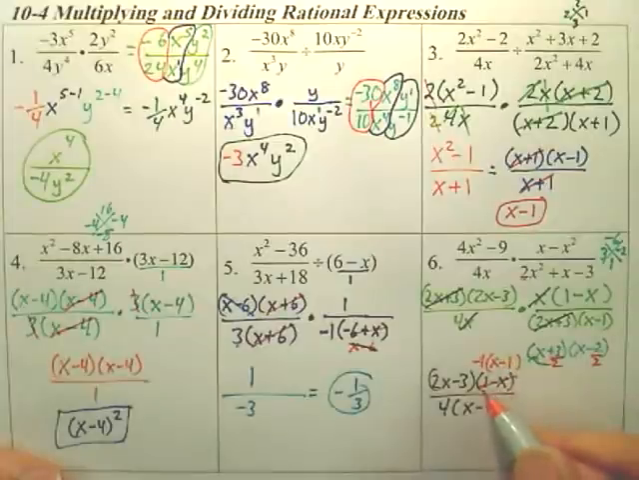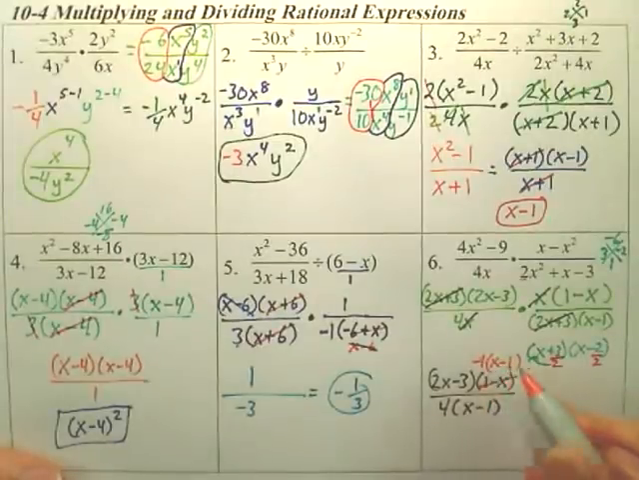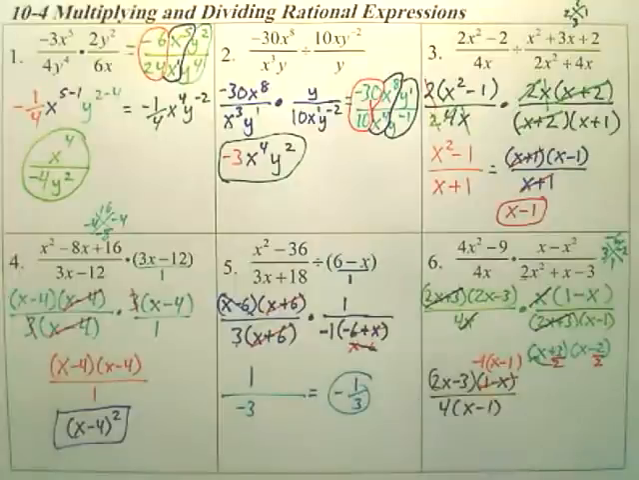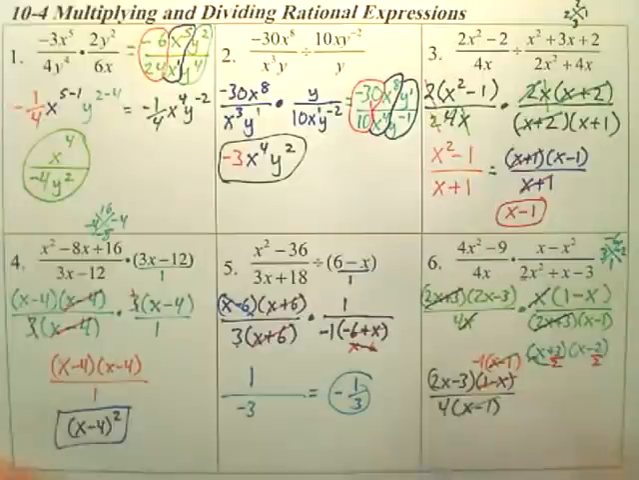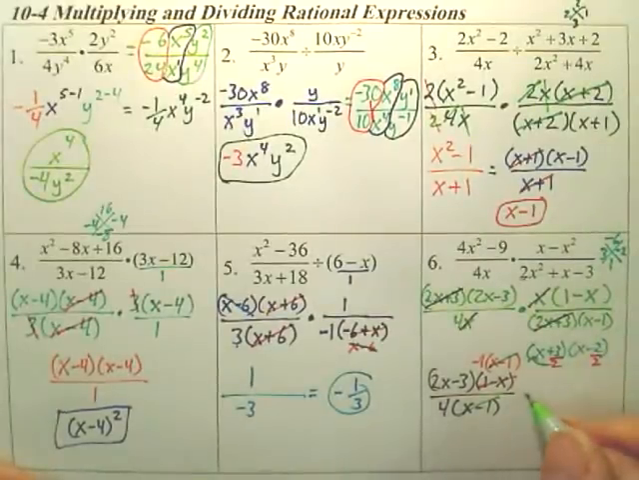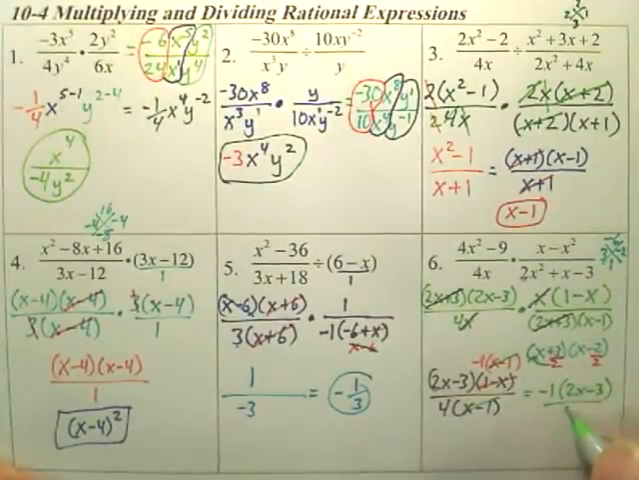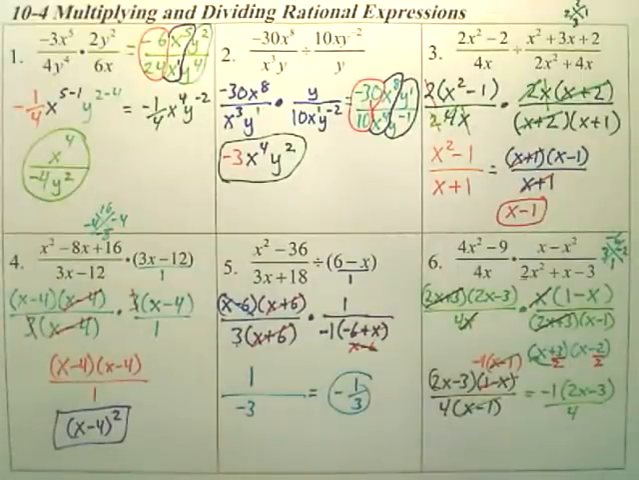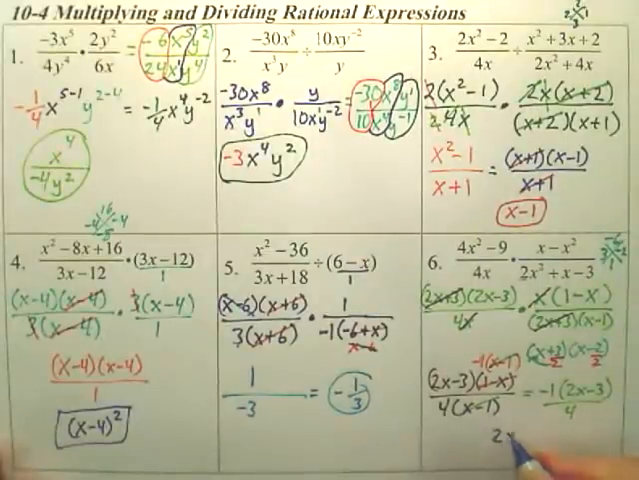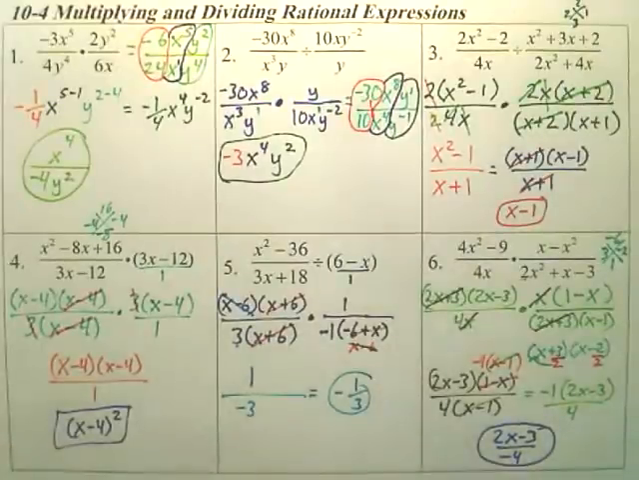So I'm going to bring this up. 1 minus x, if I pull out a negative 1, gives us this, which from that, this and this will actually cancel. That leaves me negative 1 times 2x minus 3 over 4, which, if it was my choice, I'd move the negative down, and this would just be 2x minus 3 over negative 4. That would be your answer, because the negative would drop down with that. I don't want the negative up top.